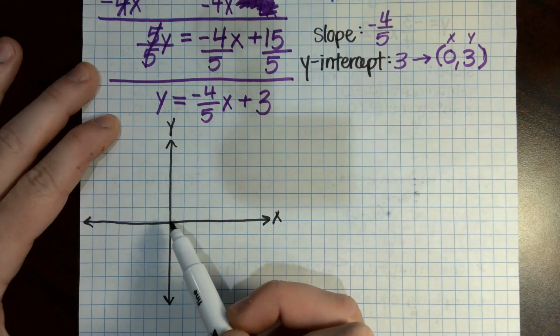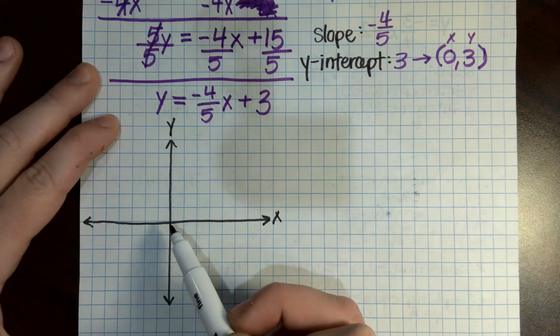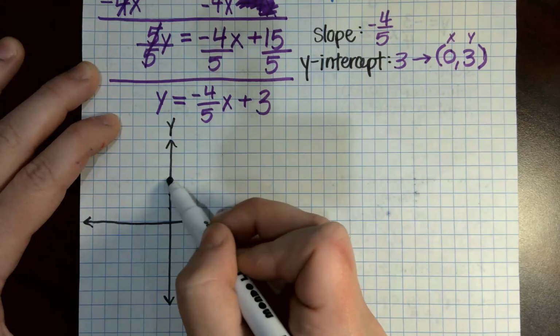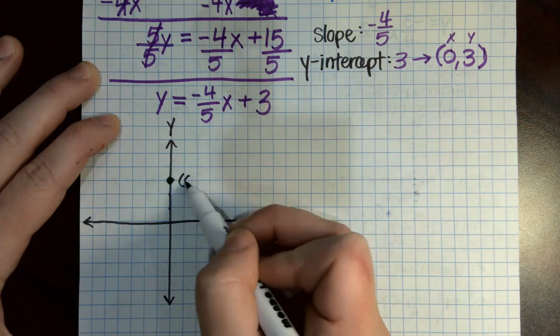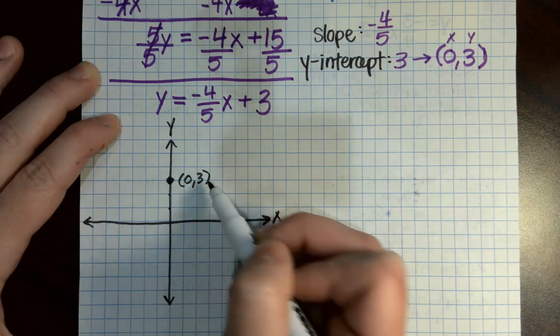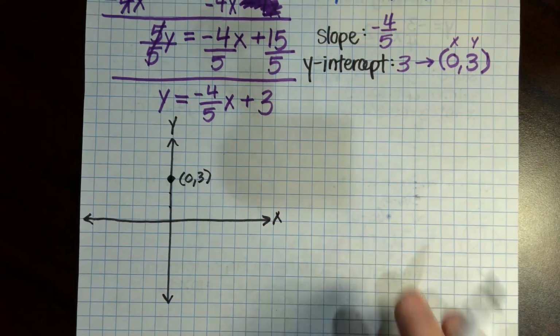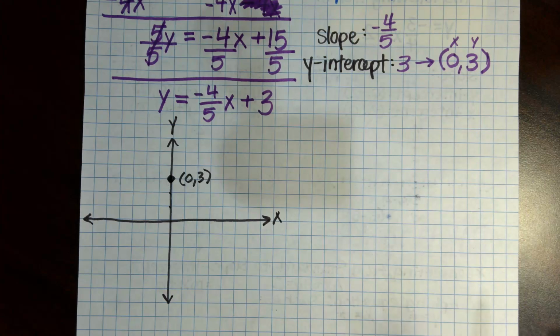Yep, in the middle. We're not going to go over in any direction in the x because our x is 0. And then our y is 3. So we'll go 1, 2, 3. Right here. 0, 3. Okay, we now have our y-intercept graphed. What can we do to make another point?